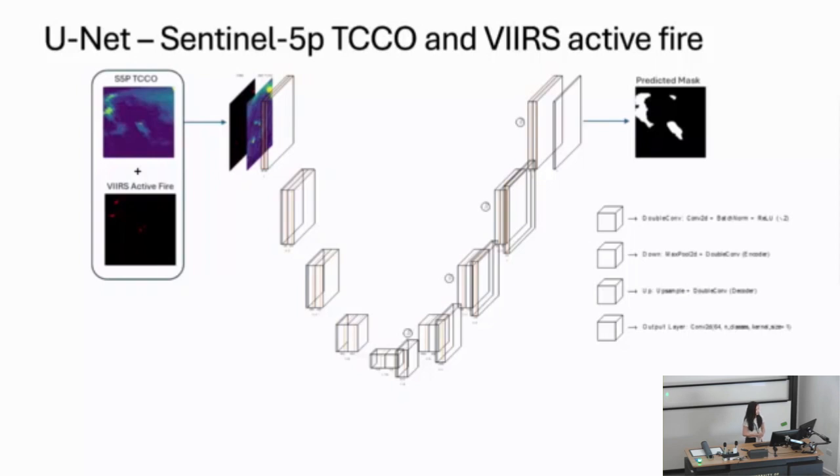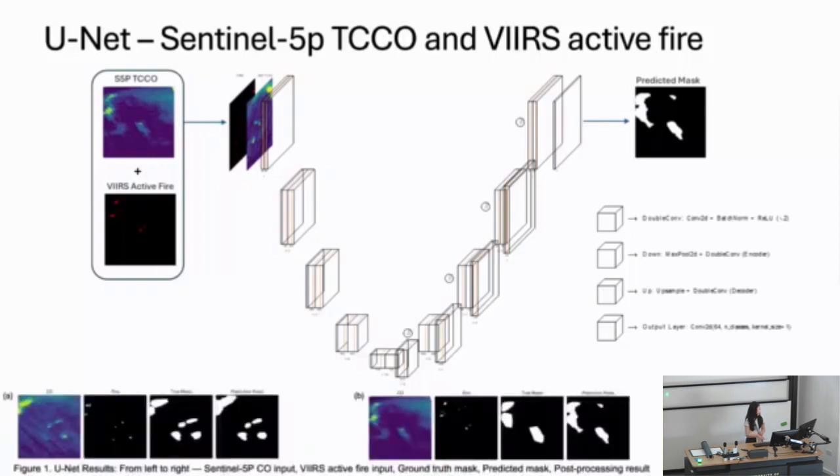We combined two main satellite inputs, Sentinel-5P column carbon monoxide and VIIRS active fires, to predict isolated plumes. The initial training shows that the model is able to learn the plume features, however some plumes are interconnected, making individual fire analysis difficult.